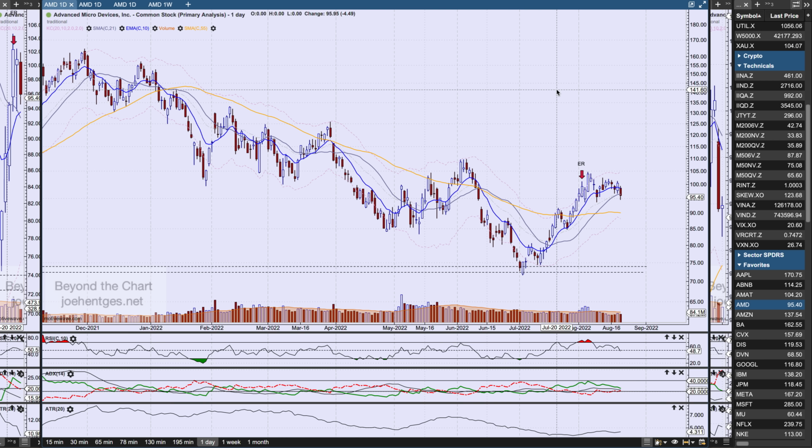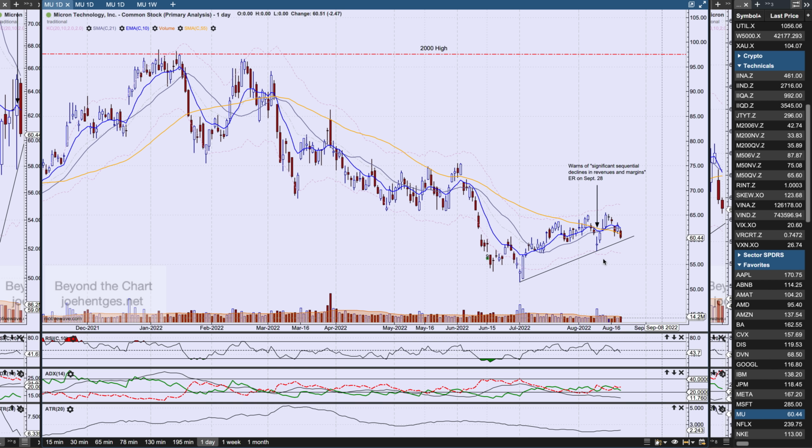Let's take a look at number 2, Micron Technology. So this had earnings out on August 2nd. Micron Technology on August 9th didn't have earnings. They warned of, quote, significant sequential declines in revenues and margins. Their earnings are coming out on September 28th. So here was the very negative reaction to what they said here on the 9th of August. And then we bounce back, and then look where we are. We're coming back down again, and we're in this mode. It just looks like it's rolling over and about to break down.